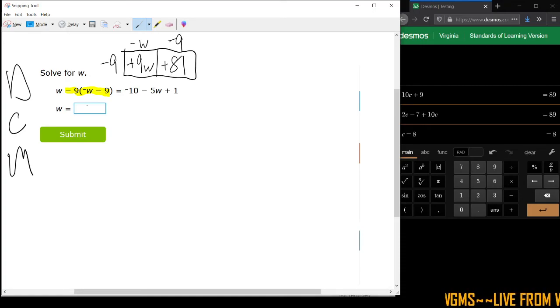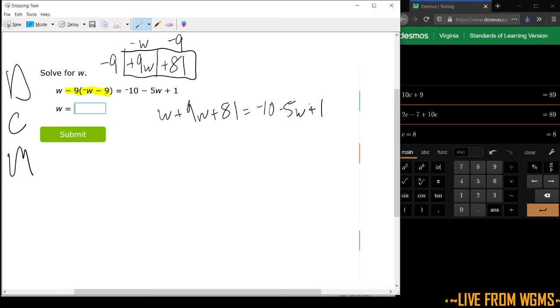So again, anywhere where those parentheses were, I now can write that expression instead. So again, the rest of the equation, however, will stay the same. So my equation is going to be this. It is going to be W plus 9W plus 81 is equal to negative 10 minus 5W plus 1.